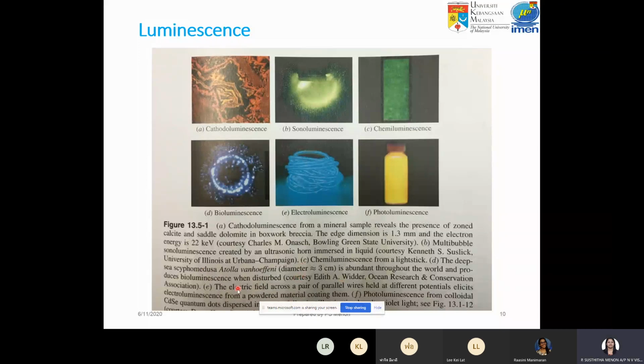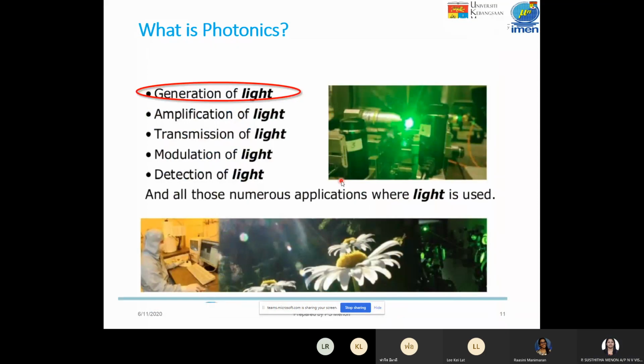Electroluminescence. So this is electric field across a pair of parallel wires. And last but not least is photoluminescence. This is from colloidal cadmium selenide quantum dots. All right, so it emits yellow light. Okay. So just now was about light.